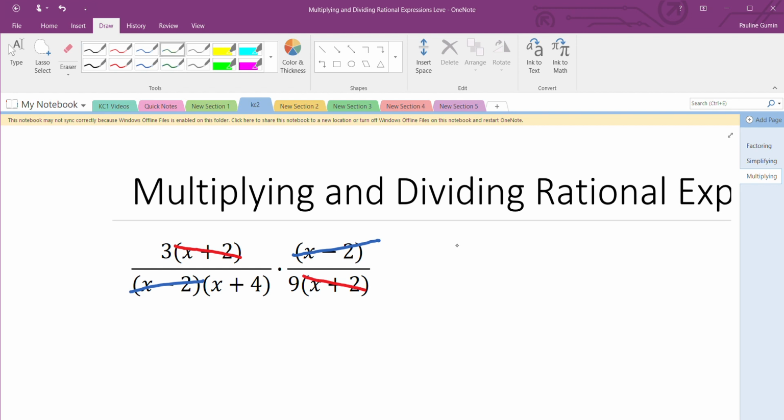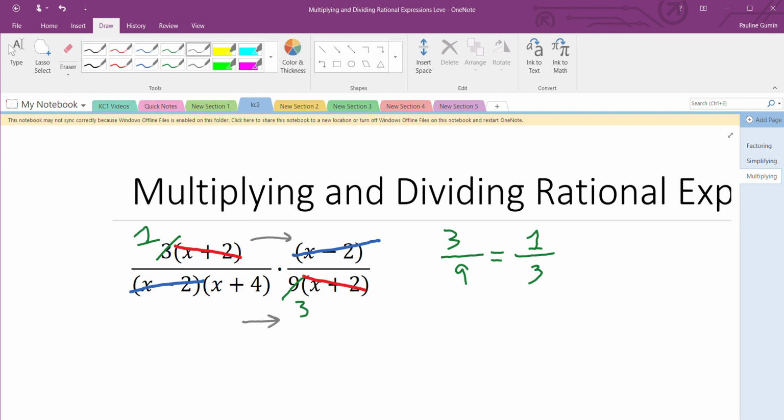I have a 3 on the top and a 9 on the bottom, and that can be reduced to 1/3. So I'm going to cross off the 9 and write a 3, cross off the 3 and write a 1. Okay, that's pretty much it. Since we are done crossing things off, we're going to multiply straight across.